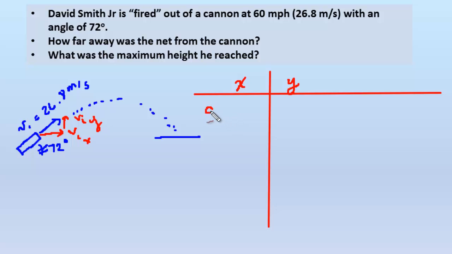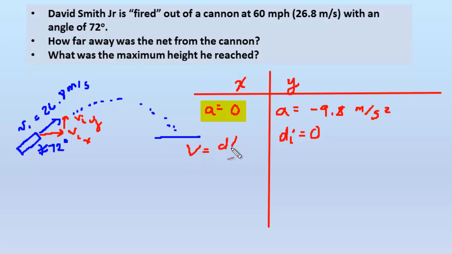Like before, we know the acceleration on the x side is 0. We know the acceleration on the y side is negative 9.8 meters per second squared. Like before, di on the y side equals 0. Like before, because and only because acceleration equals 0, we can use that easy equation on the x side of v equals d over t.